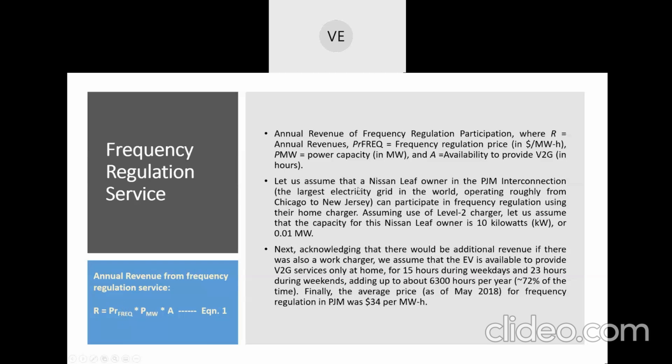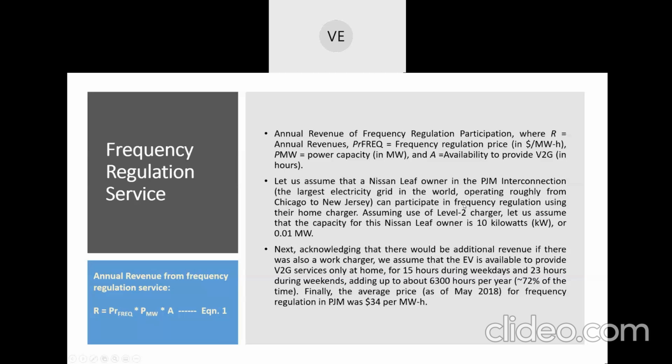So now you see, let us assume that a Nissan Leaf owner in the PJM interconnection, the largest electricity grid in the world, which is operating roughly from Chicago to New Jersey. PJM means Pennsylvania, New Jersey, and Maryland. It's a case study for ISO considerations, ISO activities. We use this particular interconnection system.